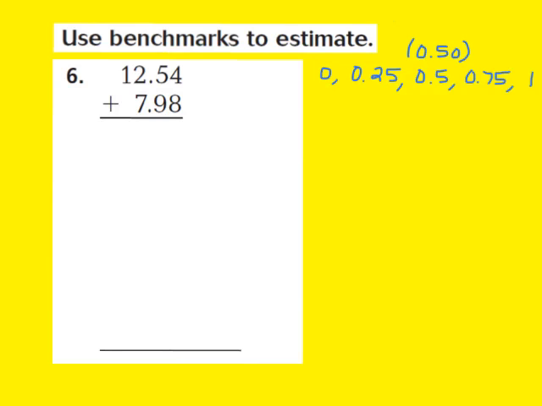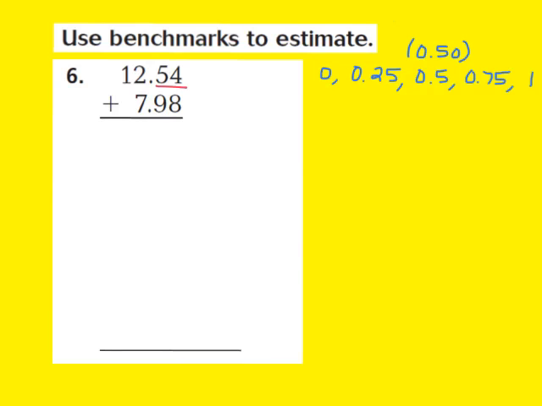Now, let's take a look at the problem given. They give us 12 and 54 hundredths plus 7 and 98 hundredths. And once again, our job is to use benchmarks to estimate, in this case, the sum, because we're adding those two numbers together. So I'm going to focus first of all on that 12 and 54 hundredths. The first thing I'm going to do is look at the decimal portion of that number, which is the 54 hundredths, and underline it.